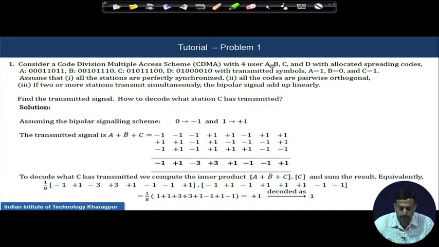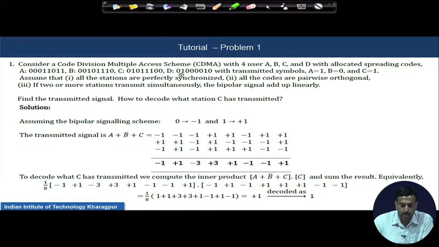As the first problem, let us consider a code division multiple access scheme, and there are 4 users A to D with allocated spreading codes. So the spreading codes are pre-allocated. As you can see, they are distinct codes. I am not making any comments on the nature of these codes. These are just randomly picked up just in order to illustrate this problem, but these are not PN sequences or any such code which has been specially designed.